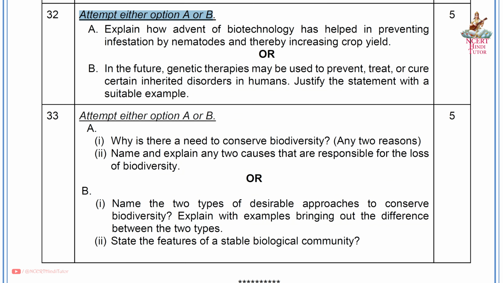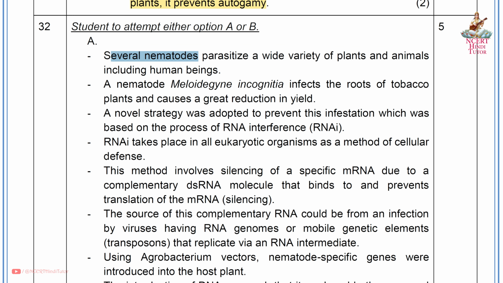Question 32. Attempt either option A or B. A. Explain how advent of biotechnology has helped in preventing infestation by nematodes and thereby increasing crop yield. Answer: several nematodes parasitize a wide variety of plants and animals including human beings. A nematode, Meloidogyne incognita, infects the roots of tobacco plants and causes a great reduction in yield. A novel strategy was adopted to prevent this infestation, which was based on the process of RNA interference, RNAi.